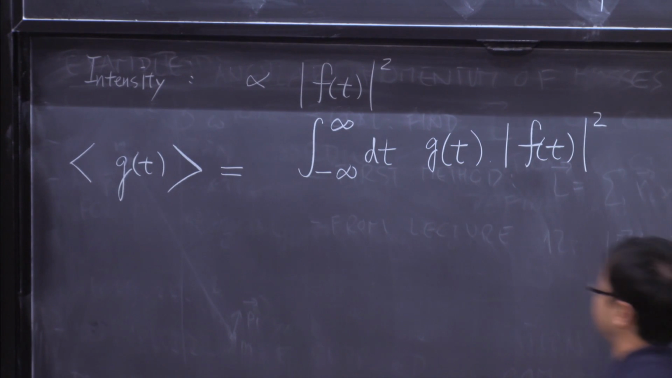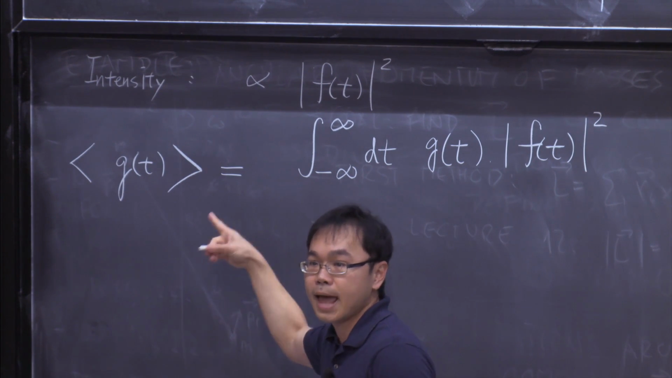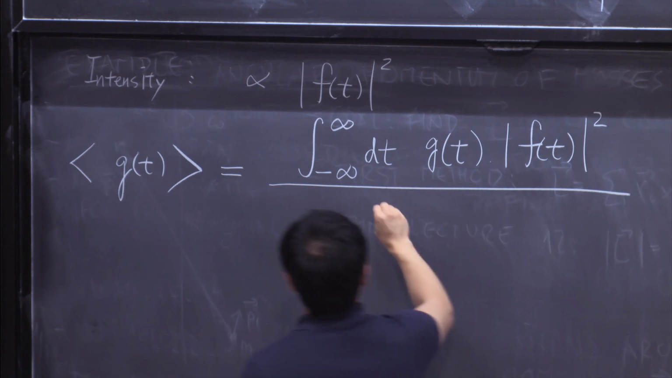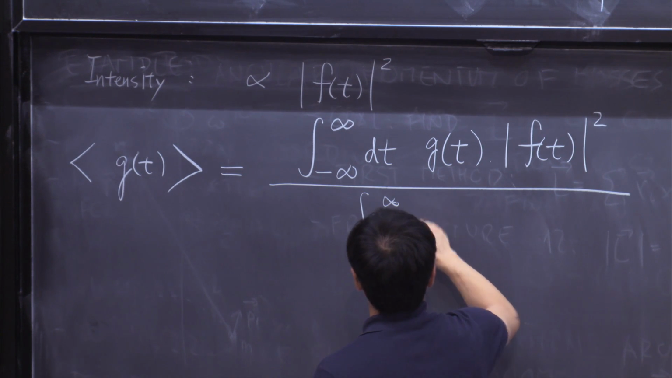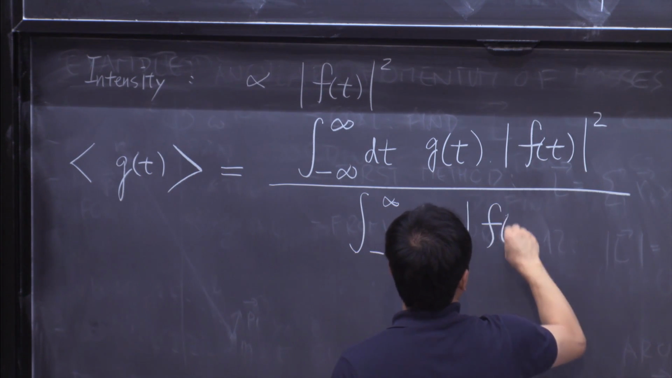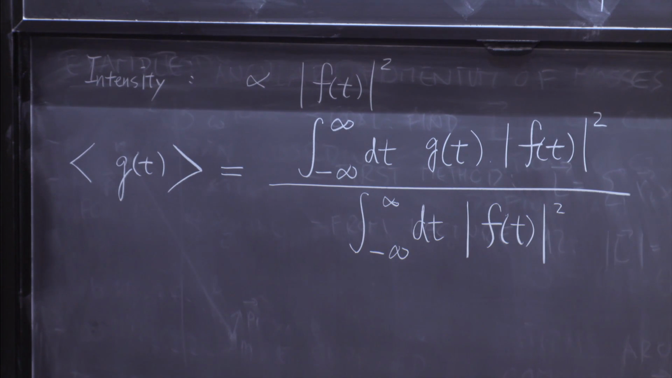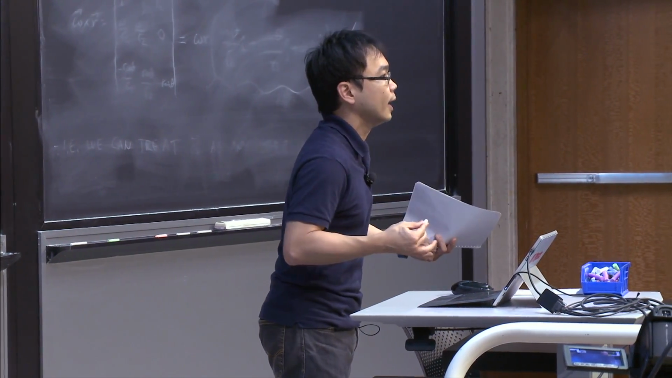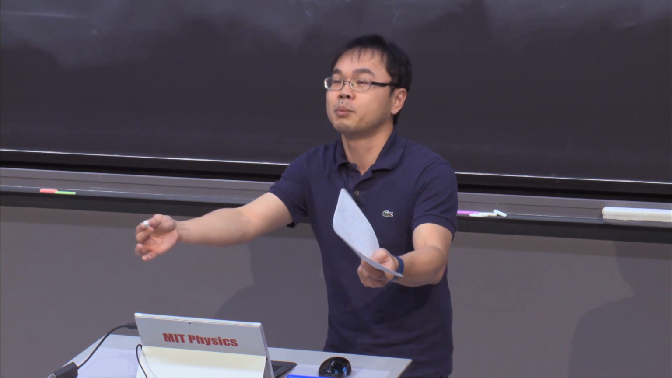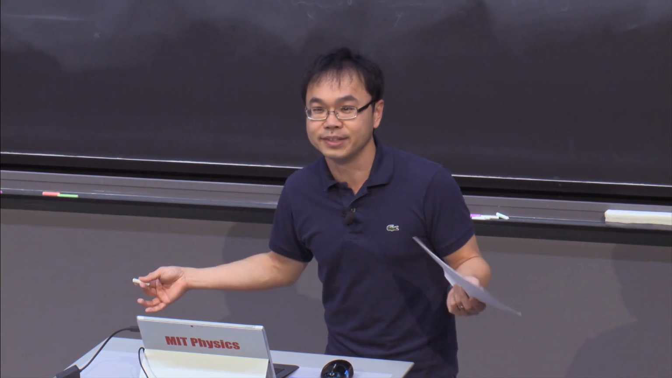Okay? Of course, since we are calculating the average, we need to normalize by the sum of the intensity, right? So the sum of all the intensity is the integration from minus infinity to infinity dt of f of t squared. Okay? With this definition, we can calculate the average. And don't forget, our goal is to have an estimator for the width of some distribution, right? So therefore, you are probably very familiar with that. We use standard deviation, right?